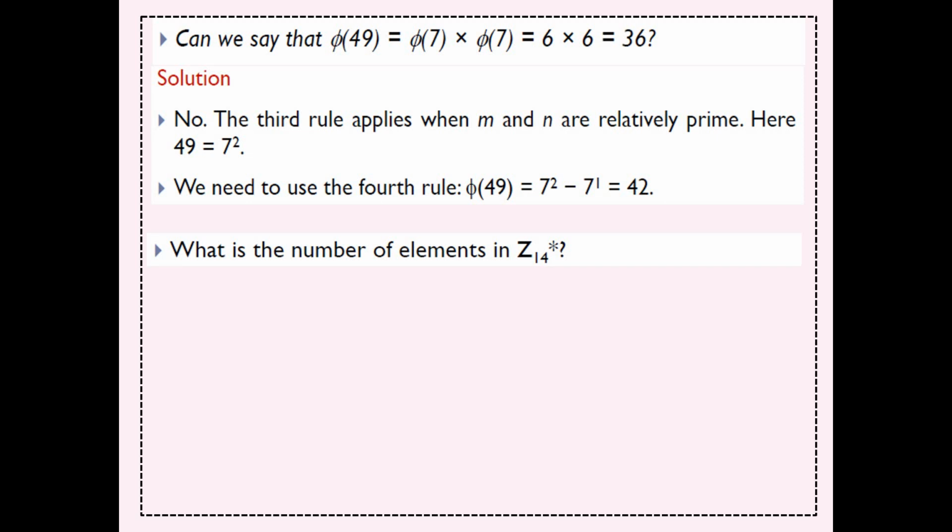The point is that if you are looking at 49, the third rule applies when m and n are prime. But here, if you observe, m and n are basically the same element. One element is 7, and here 49 is equal to 7 square. So ideally, if you are using Euler's theorem, you have to decompose that using 7 square minus 7, like we have solved in the other example. And you get the answer as 42. So 36 will be a wrong answer in this case.